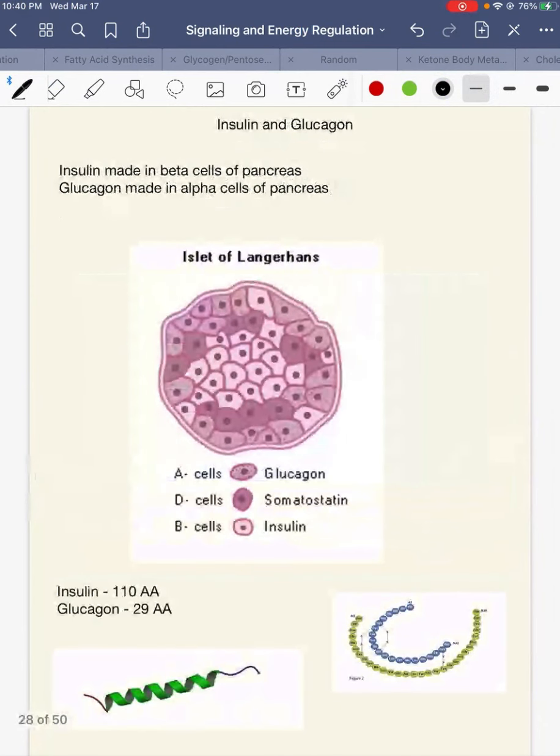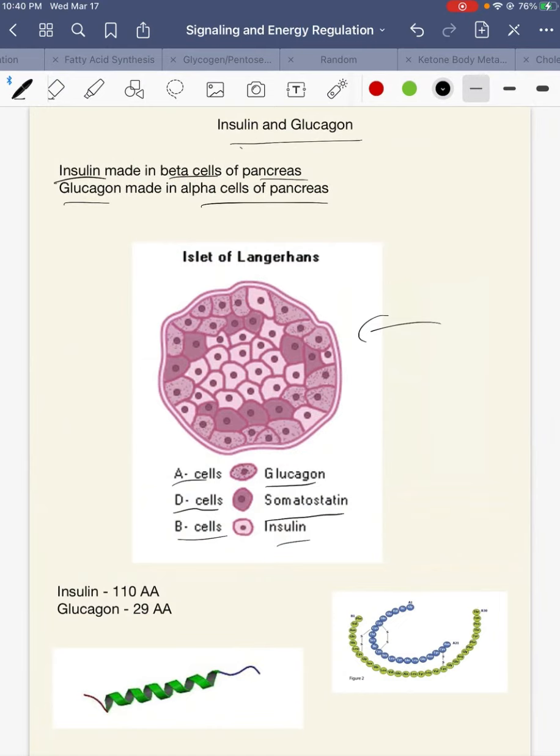Okay, insulin and glucagon. Insulin is made in beta cells of the pancreas. Glucagon is made in alpha cells of the pancreas. This is a picture of it. So you see alpha cells make glucagon, beta cells make insulin. You also have delta cells, which make somatostatin. Somatostatin helps regulate between insulin and glucagon. You don't have to know about somatostatin, but it's in the picture, so I'll talk about it. Insulin is 110 amino acids, and glucagon is 29 amino acids.